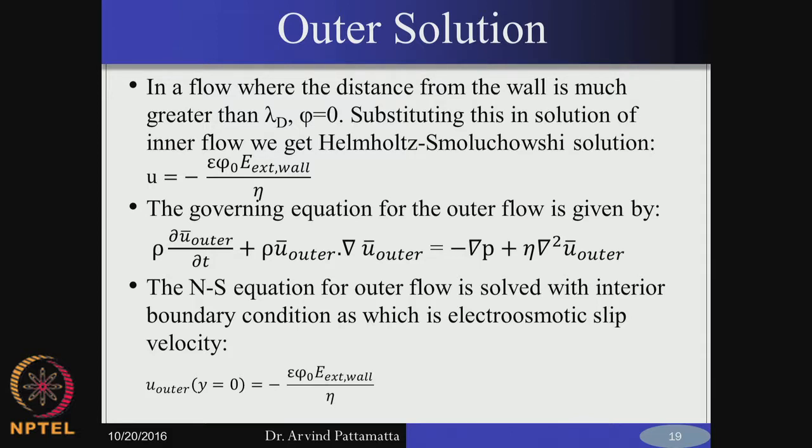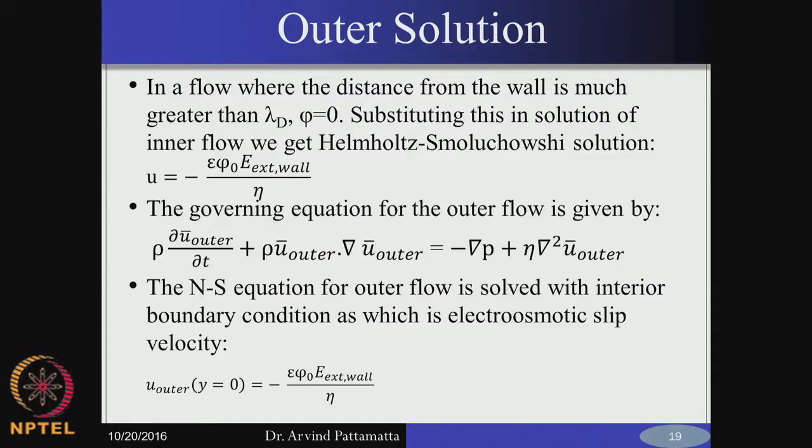This slip boundary condition is called Smoluchowski slip, but since we apply it for the case of electrokinetics, it is called the Helmholtz-Smoluchowski slip boundary condition. We have the same Smoluchowski in gas flows for temperature also. Temperature slip is also called Smoluchowski. So for electrokinetics we call this the Helmholtz-Smoluchowski slip boundary condition.